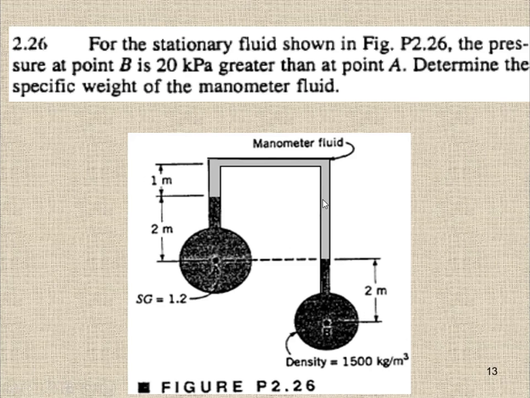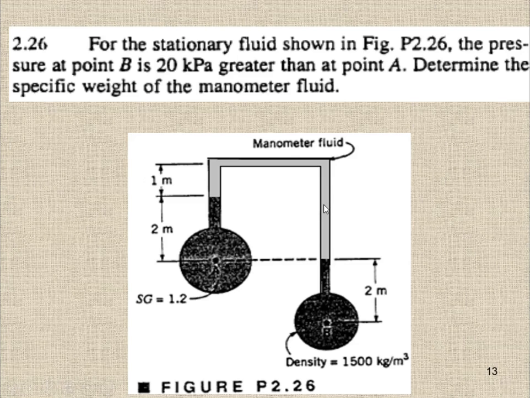Then start from here. PB, you are going up, minus density into g into 2 meter height. Then from here to here, this is basically the manometric fluid to consider, this is gamma m into height 2 meter. Okay, so this will give you the equation.